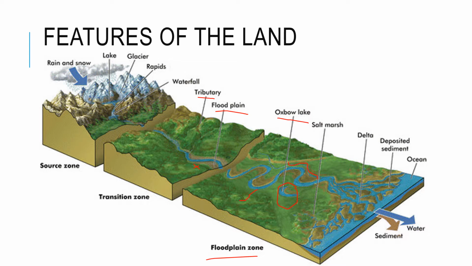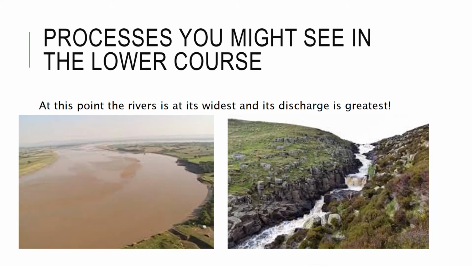Really, the thing that we're going to focus on now, which are unique to the lower course, is this area here, the mouth, and we're also going to talk about one of these things, deltas. So I thought at this point it would be good just to demonstrate through a photograph the difference between what the river was over here and what it's become over here.